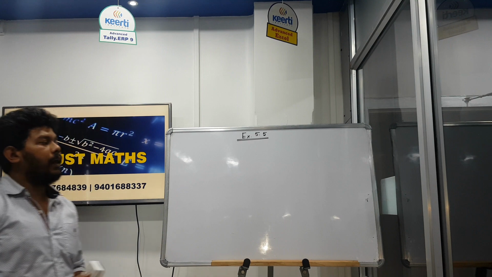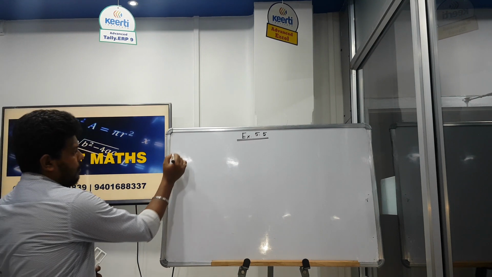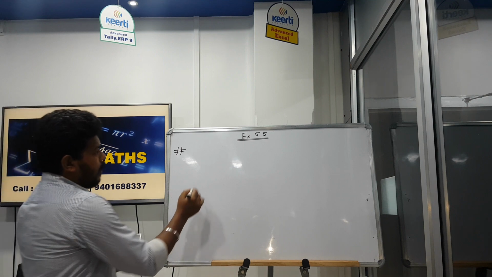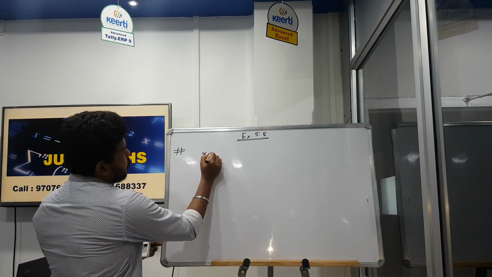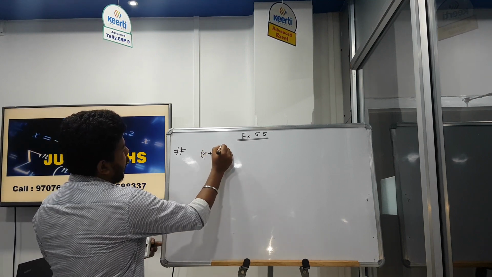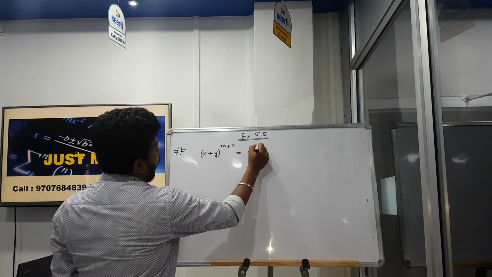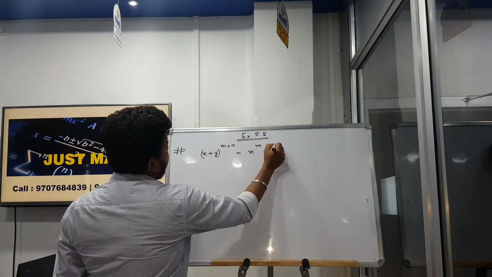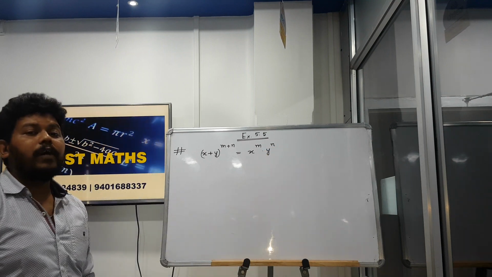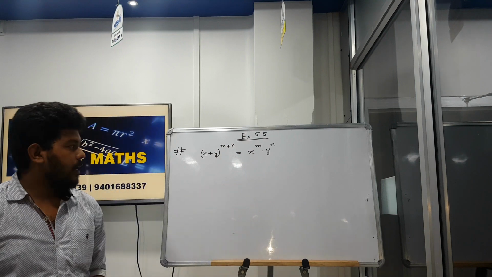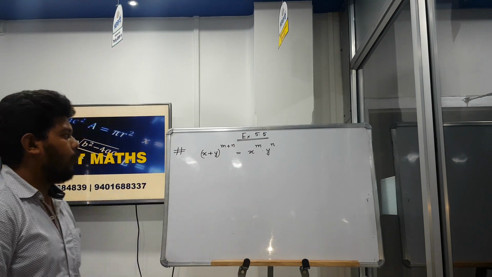Let me show you an extra question. Hash denotes extra question. If you are given x plus y to the power m plus n is equal to x to the power m, y to the power n, find dy by dx, where m and n are both constants, x and y are variables. What will you do?